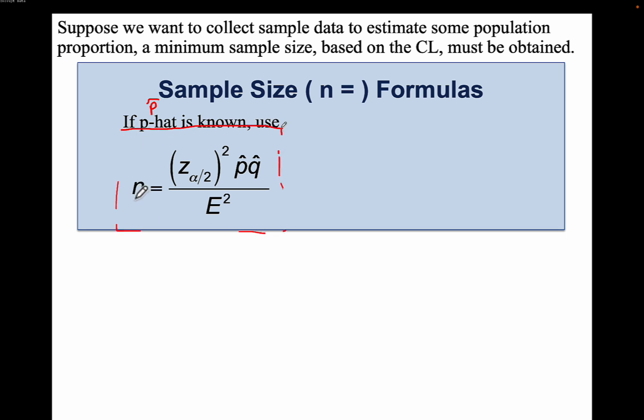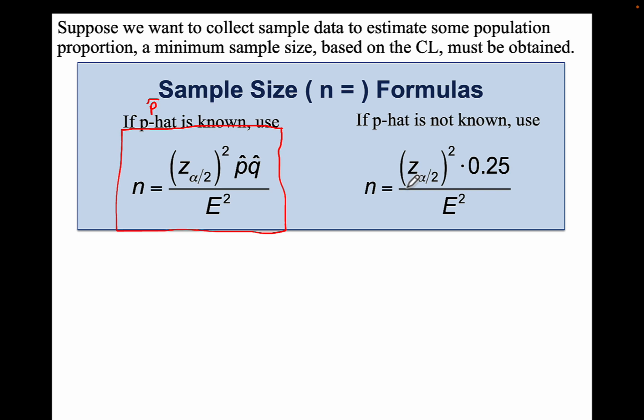Minimum sample size is going to be this critical value right here, which I'll show you how to calculate. You'll square that, multiplied by the p-hat from the other study, multiplied by q-hat. You guys know p-hat and q-hat are complements. And we'll divide that by the margin of error squared.